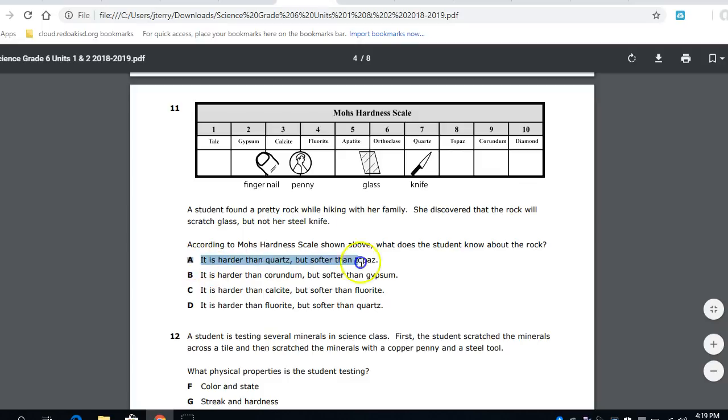Is it A, it's harder than quartz but softer than topaz? Is it B, it's harder than corundum but softer than gypsum? Is it C, it is harder than calcite but softer than fluorite? Is it D, it is harder than fluorite but softer than quartz?